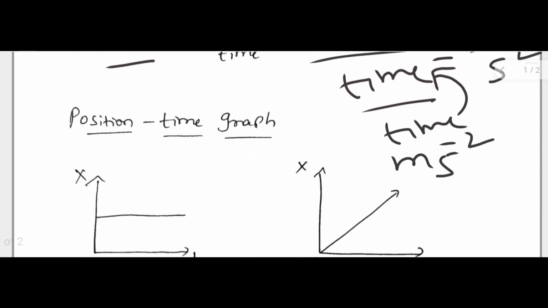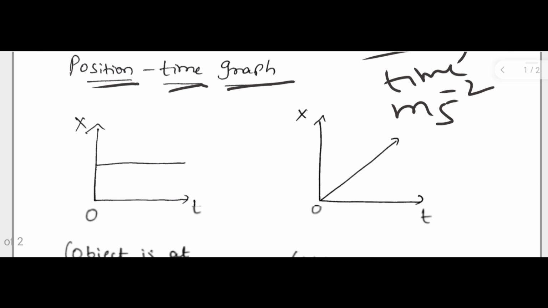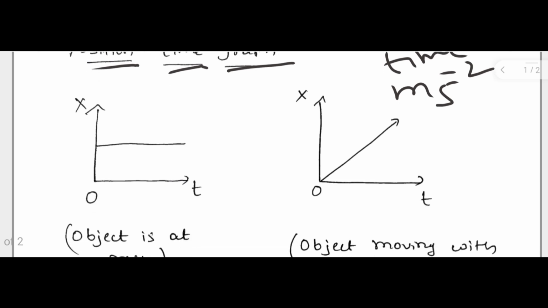Next we will discuss position time graphs. These are graphs which indicate the particle motion, from where the motion started and how the motion proceeds. In position time graphs, on the x axis we take the time interval, and on the y axis we take the distance or position magnitude.